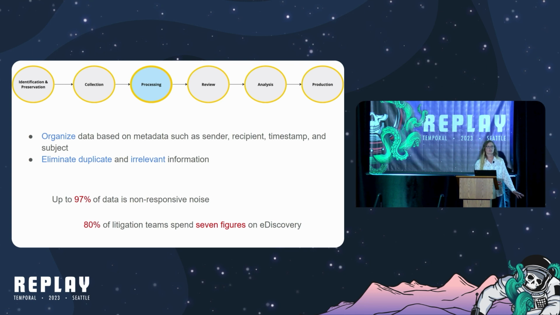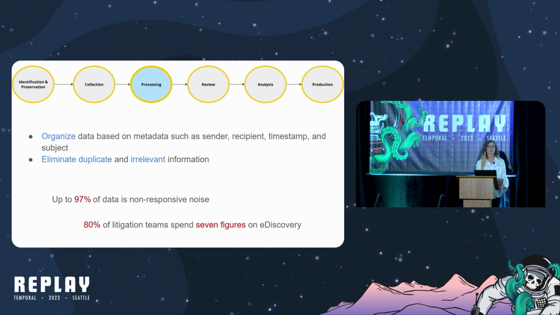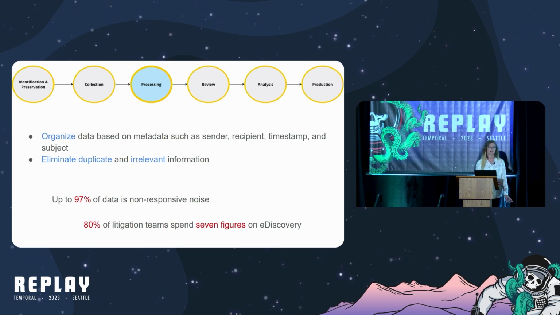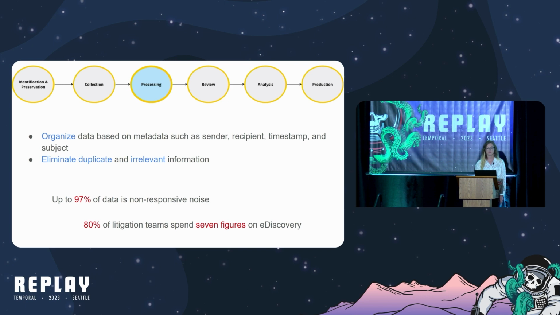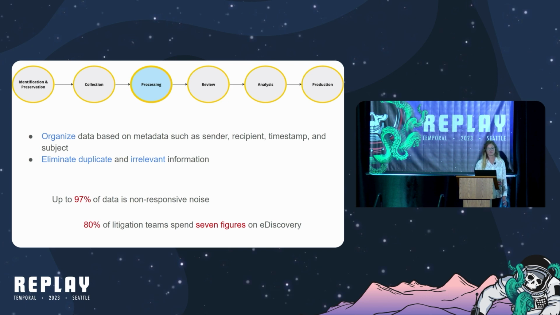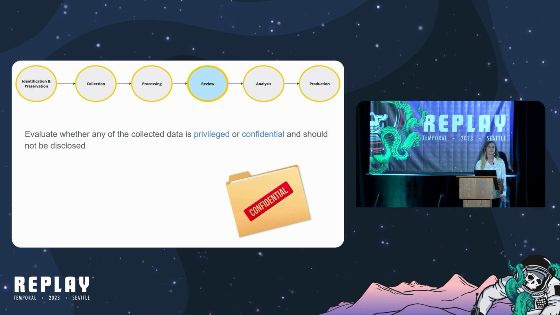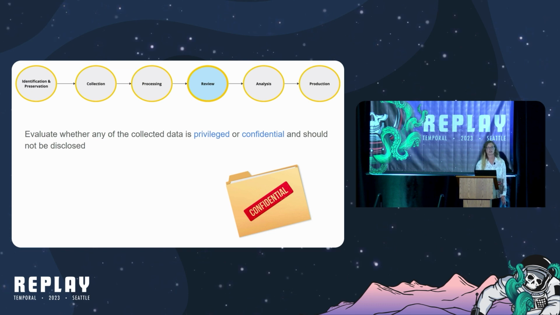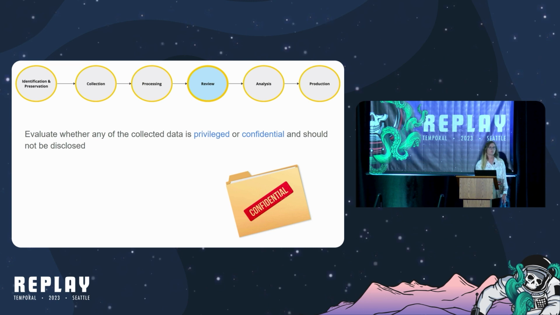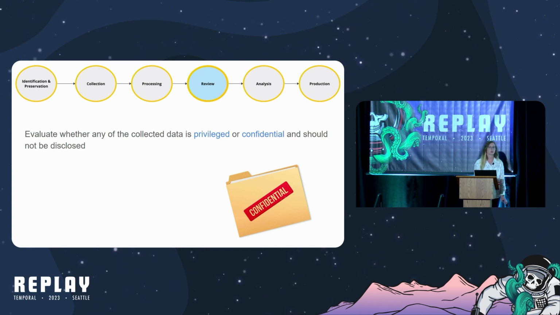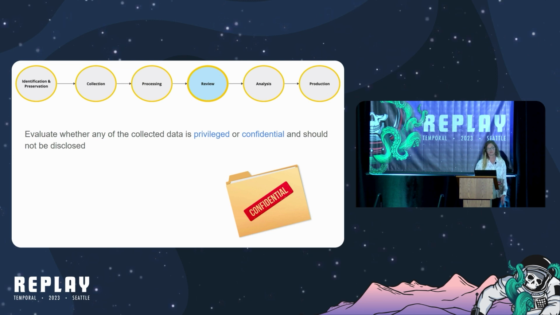Processing is also a step when we're going to convert our data into a format that's more suitable for review and analysis. Often that format is an image, such as a PNG. During review, attorneys will assess the collected ESI for relevance, confidentiality, and privilege. Let's say we've pulled a phone conversation between Mr. Filch and his doctor. That will be considered privileged and should not be disclosed.